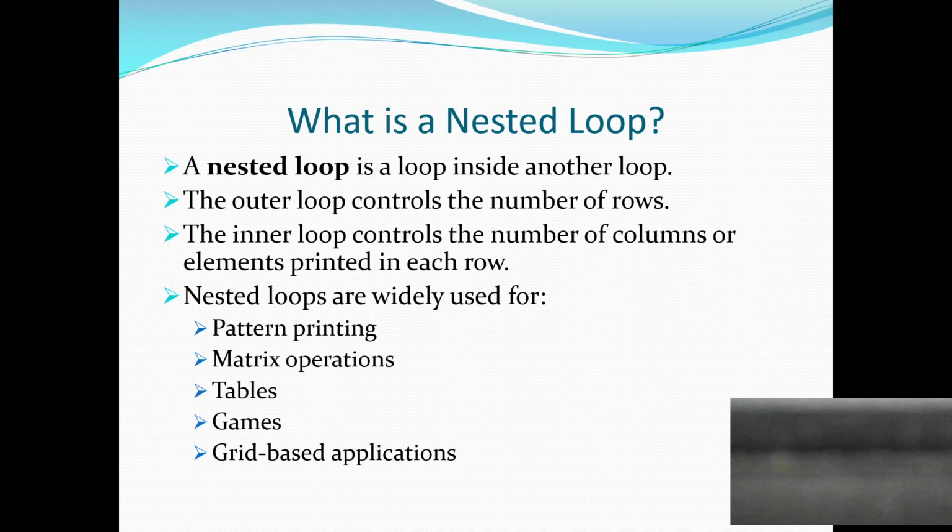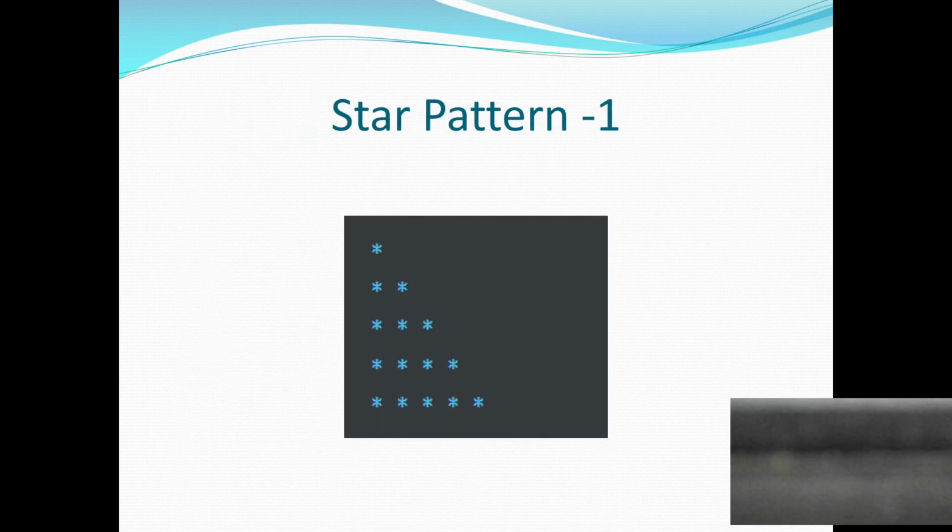So before we move on, let's do a quick thinking exercise. Look at this pattern and don't think about Python code yet. Just observe it carefully. Ask yourself how many rows, how many stars are printed in the first row, how many are printed in the second, how many are in the third. If you can answer those questions, you're already thinking like a programmer. The code becomes much easier after that.